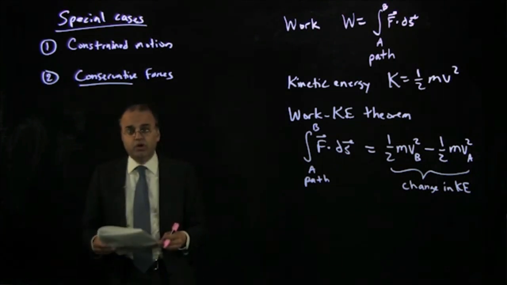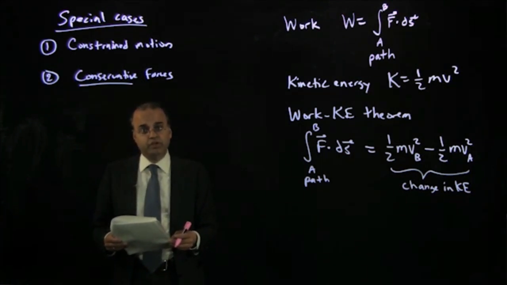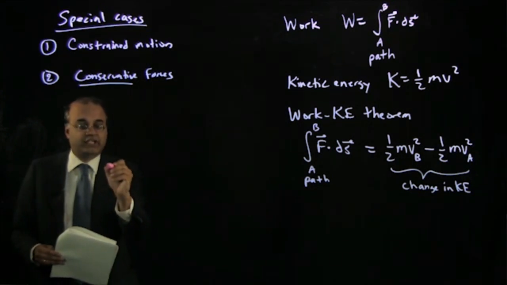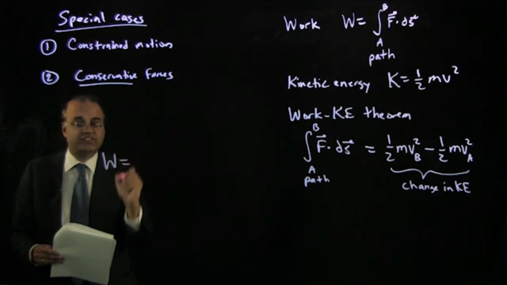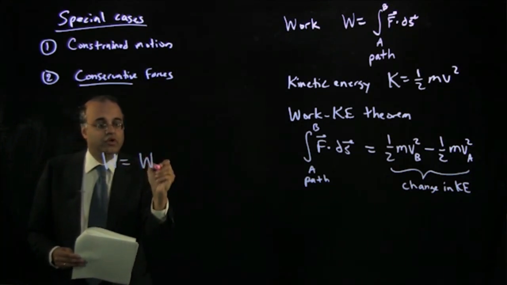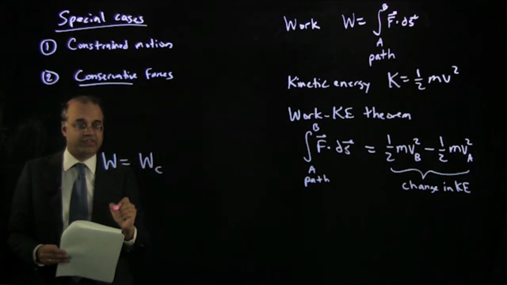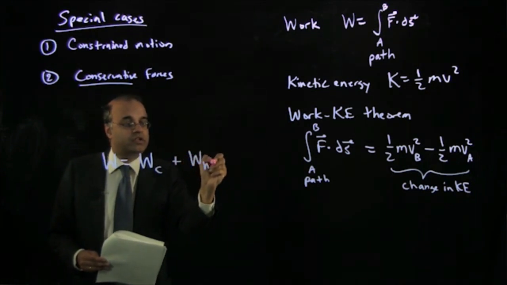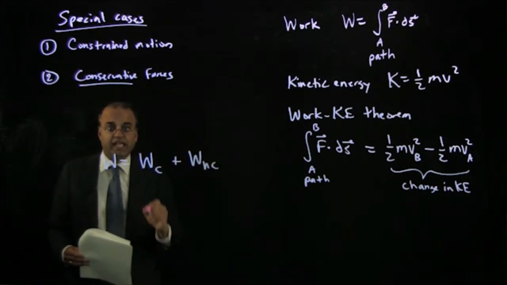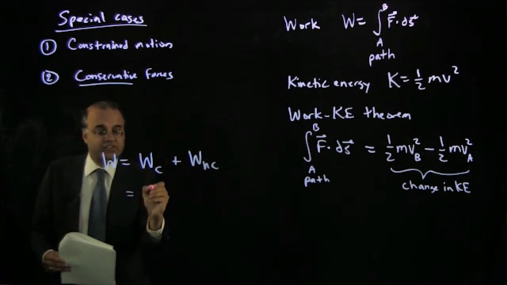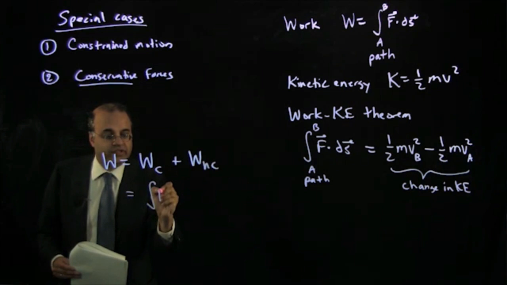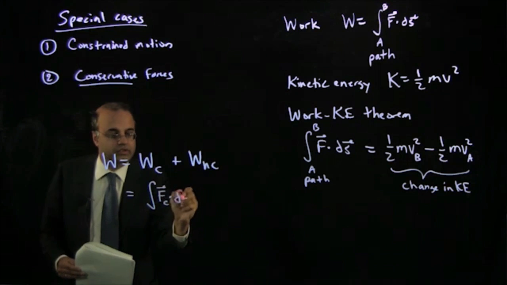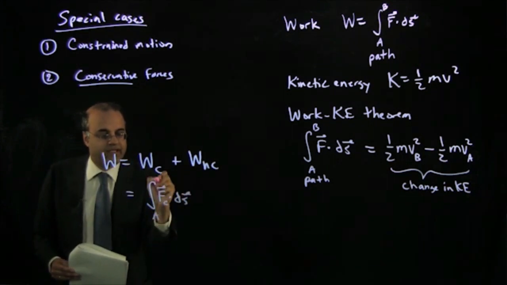Now, in general, one might have a combination of conservative and non-conservative forces acting on a system. And in that case, we can actually write the work as consisting of two separate terms. The work done by conservative forces, what I'll write as W_C, plus the work done by the non-conservative forces, W_NC. And so the conservative work is just the work integral evaluated for the conservative forces, so F_C for conservative force dot ds going from A to B.